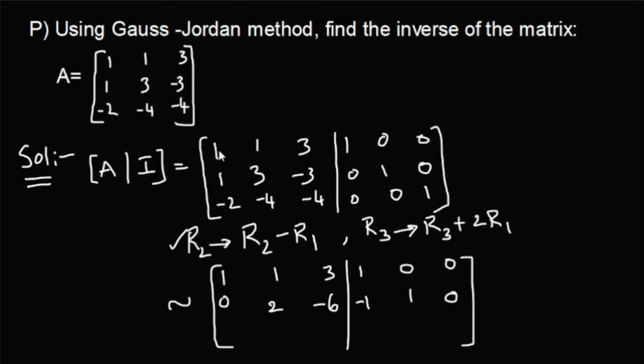So, minus 2 plus 2 into this 0. Minus 4 plus 2 into 1 is 2. Minus 4 plus 2, minus 2. Minus 4 plus 2 into 3, 6. Minus 4 plus 6, 2. And this plus 2 into this, 2 into 1, 2. 0 plus 2 into 0, 0. 1 plus 2 into 0, 1.